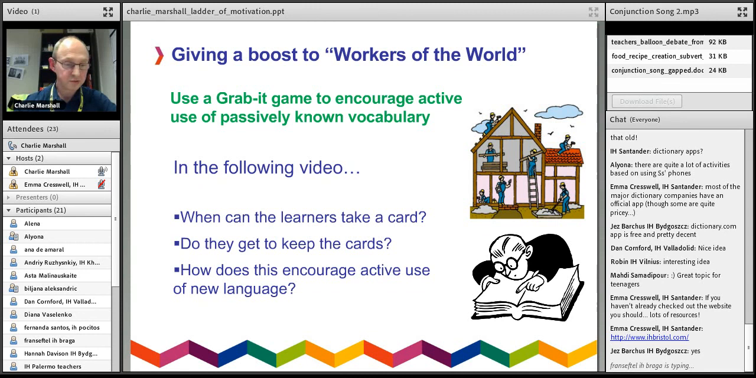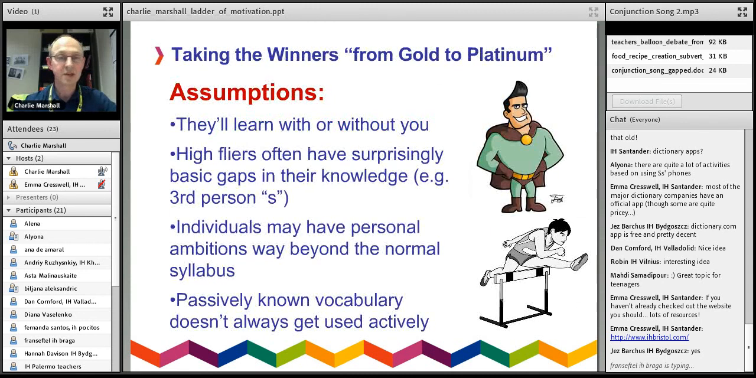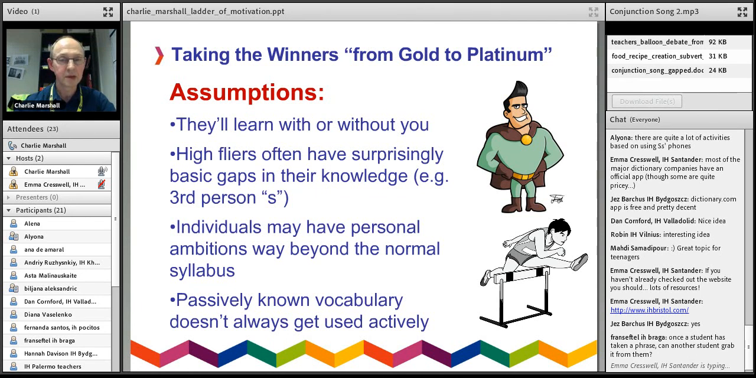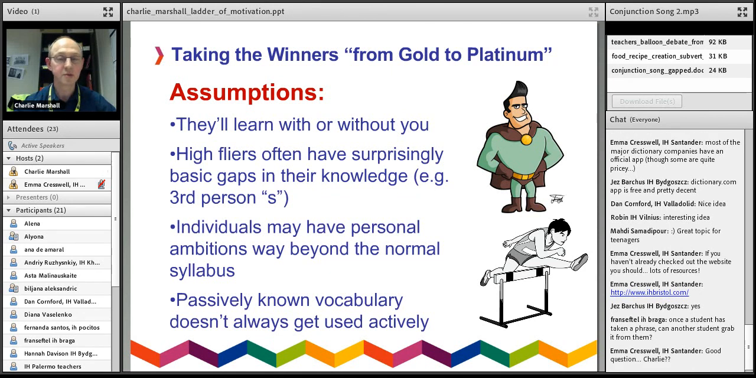Okay, I'm going to move on to talk about the winners, the Incredibles and the Going for Gold people. Now, the good thing about them, of course, is that they will learn with or without you. But you still have a responsibility to try and do something useful for them, to make yourself useful. And I think basically the idea is that you're more of a facilitator now, and perhaps slightly less of a teacher in the traditional sense. Now, the other thing is that high flyers do have surprisingly basic gaps in their knowledge, and you'll have people even at the higher levels still not dropping the third person S, for example.